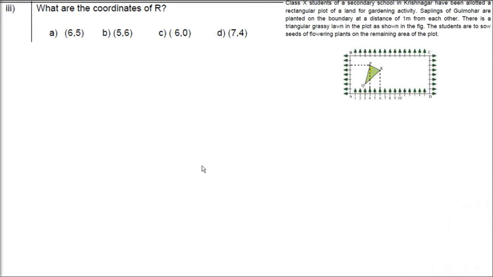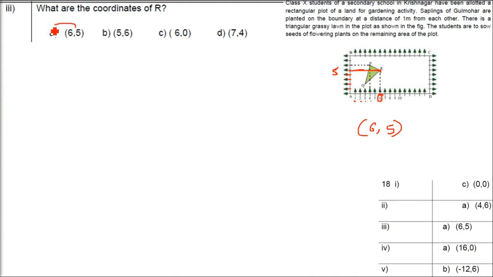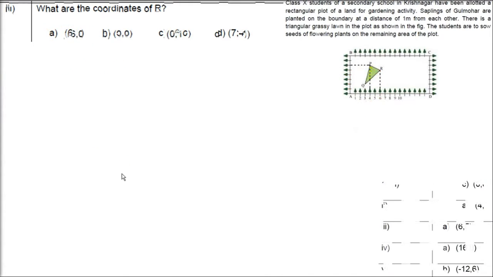Next, this is 4, 6. What are the coordinates of R? So let us go to R. 1, 2, 3, 4, 5, 6. So X is 6. And then let us take Y. What is the Y? Just one below it. So it's 5, I can see that. 1, 2, 3, 4, 5. If you count, it will come as 5. 6 comma 5. So this answer is A, 6 comma 5.